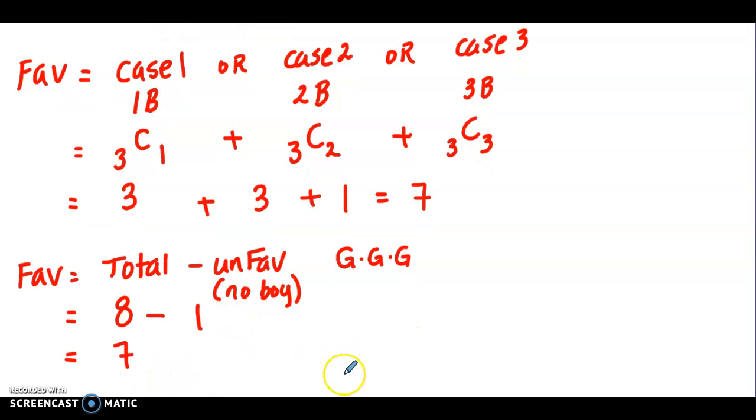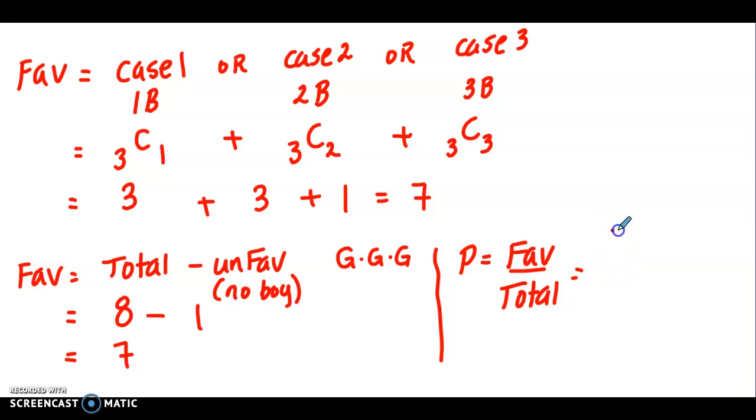To find our probability, we are going to just take our favorable, divide by our total. Our favorable outcomes is 7, and our total is 8. So the probability that at least one of Blake's children is a boy is 7/8.